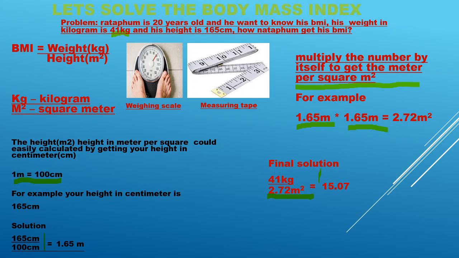So our answer is 15.07. The BMI of Ratapum is 15.07.